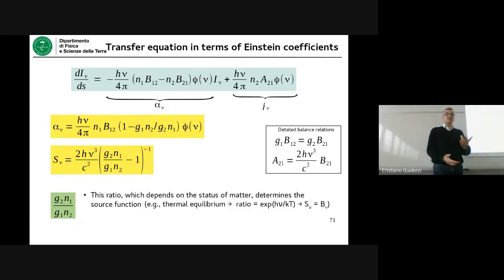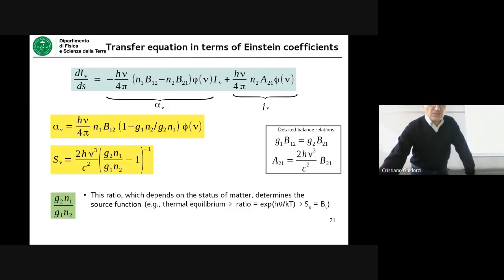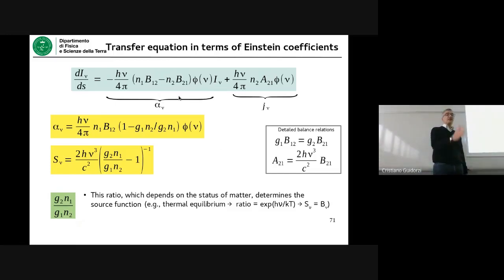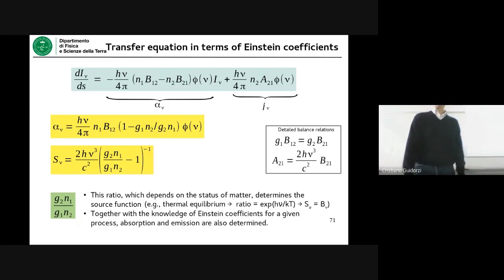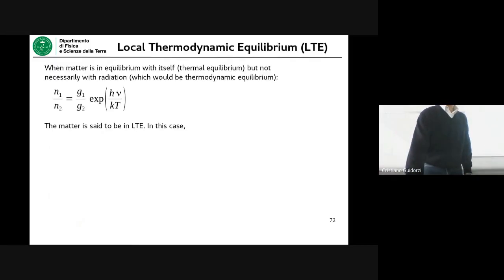So once you know the ratio, you know the source function. But of course, in order to solve the full radiative transfer equation, you also have to know alpha nu. So you need to know at least one Einstein coefficient, but knowing one means knowing all of them. The power and the beauty of Einstein coefficients. Indeed, that's exactly what I was telling you. So generalizing is beautiful, considering possible general cases.